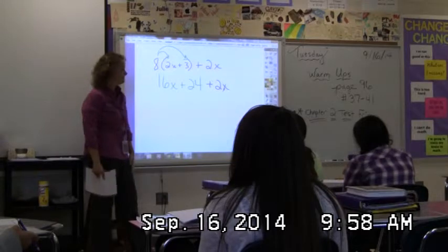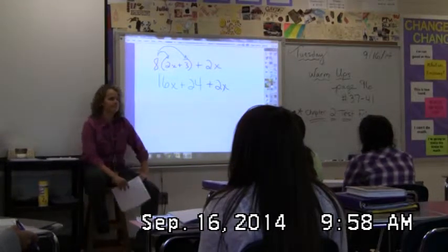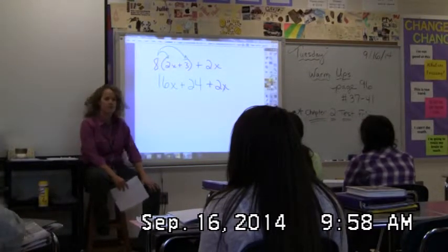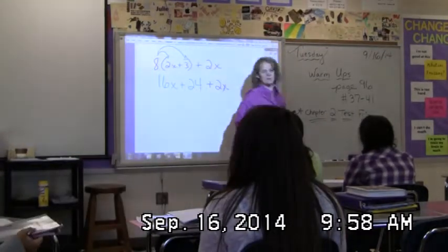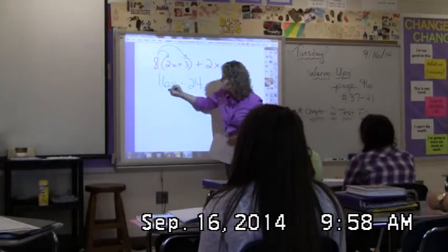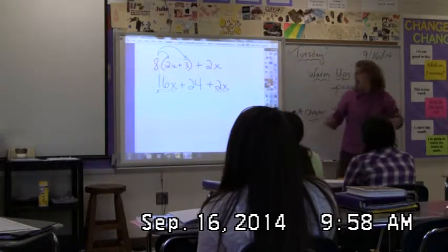Are we done? Is that it? No. What do we need to do? Sam? Is that our final answer? No. What do we need to do? You have to put the 16 and the 2 together. Yes. What are these called? The numbers in front are called coefficients.